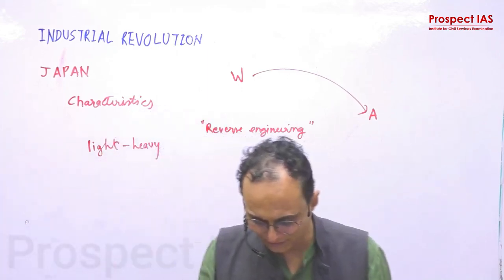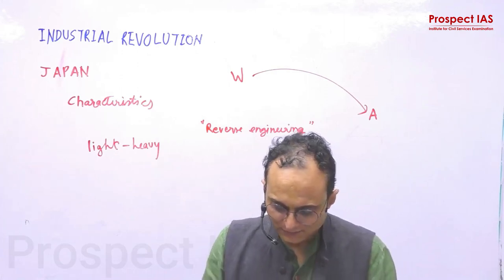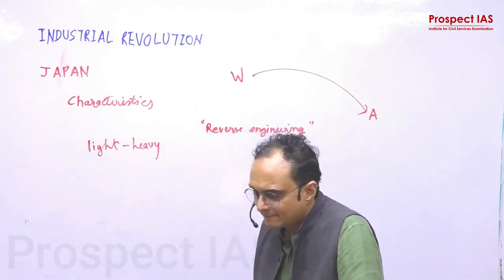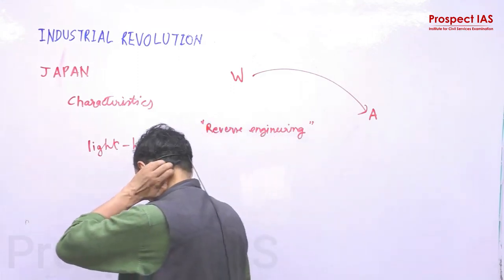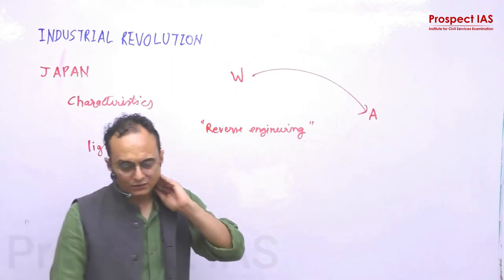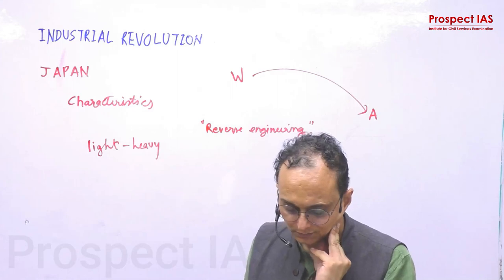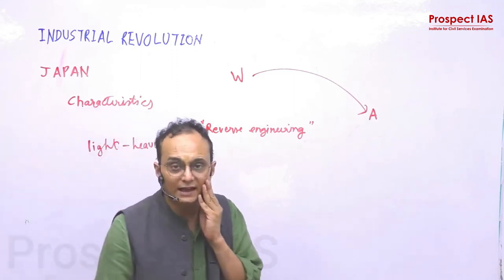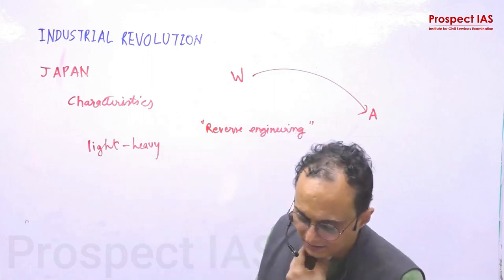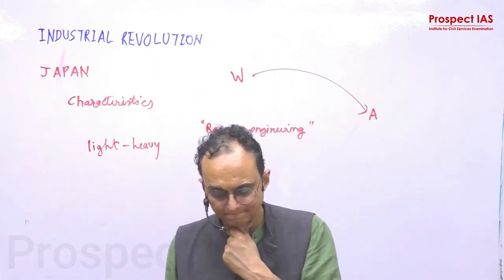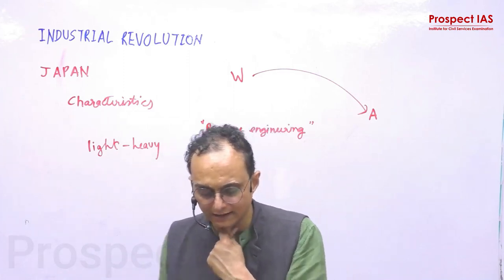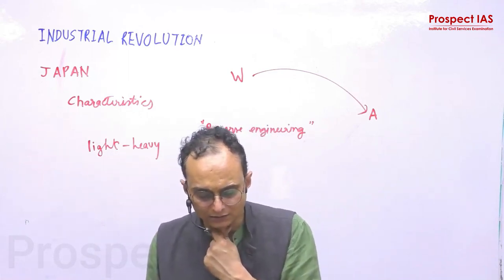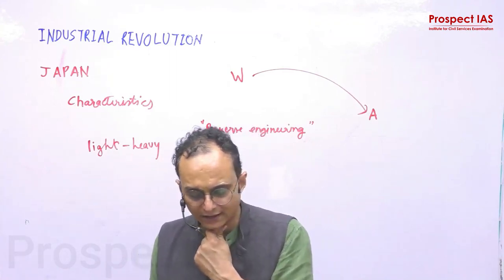Okay, next important feature. Unlike the Western model of industrial development, write down, Japanese IR began with the development of heavy industries, in brackets iron and steel, shipbuilding and railways.